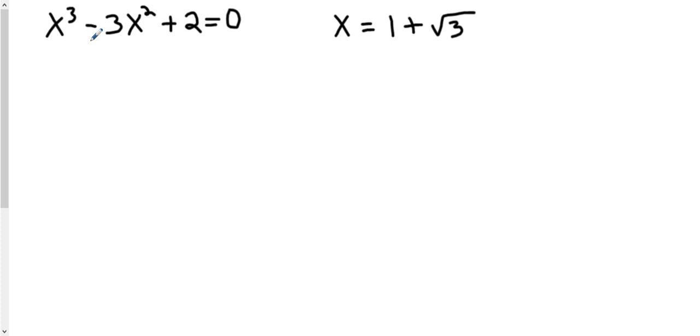So you start off with the polynomial here, x cubed minus 3x squared plus 2 equals 0, and one of the solutions is 1 plus the square root of 3. I'm going to start with the solution and show you the factor from the solution. There are no fractions, so we don't have to clear that, but we do have to get everything on the left side and get 0 on this side.